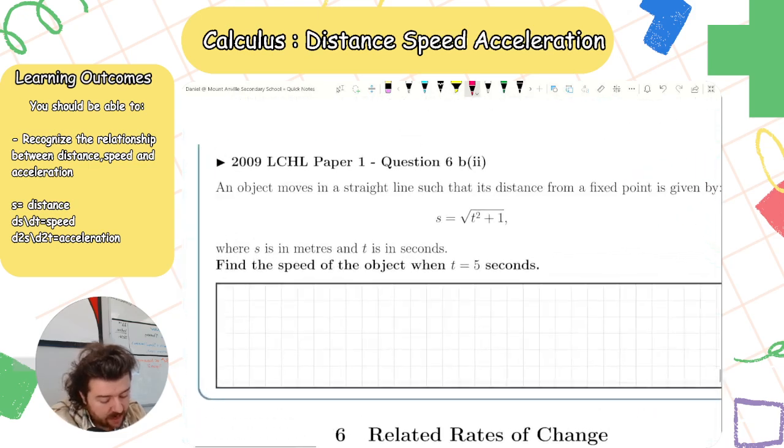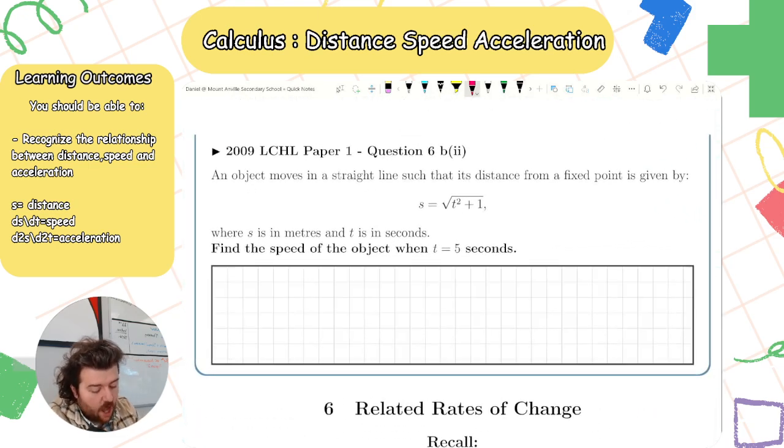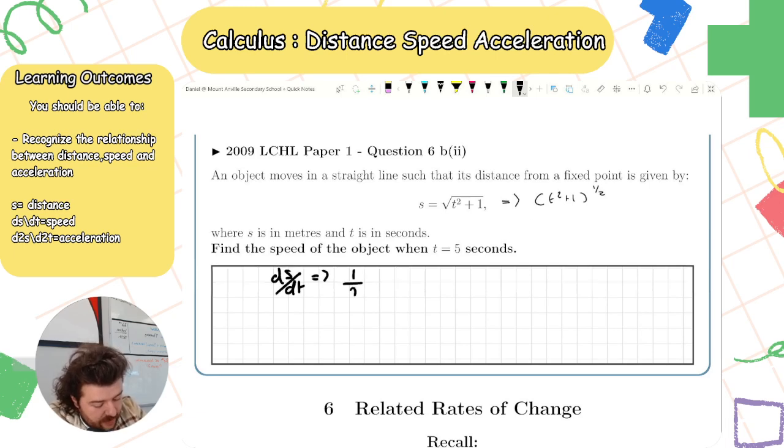And finally, the last one here says 9. An object moves in a straight line such that its distance from a fixed point is given by this. Find the speed of the object. Well, we can rewrite this as t squared plus 1 to the power of a half. So, speed, first derivative. We're going to be using chain rule. So it's a half times t squared plus 1, times the derivative of the inside, which is 2t.